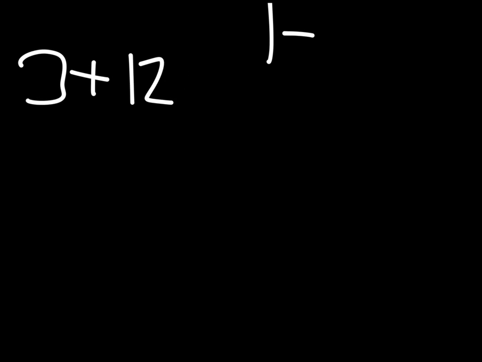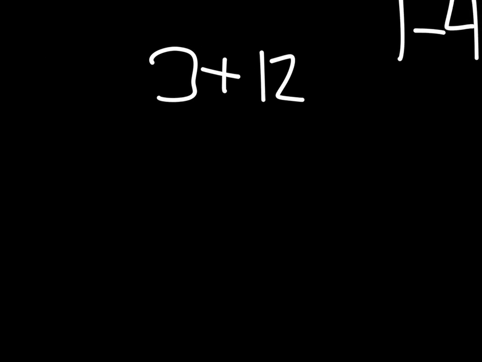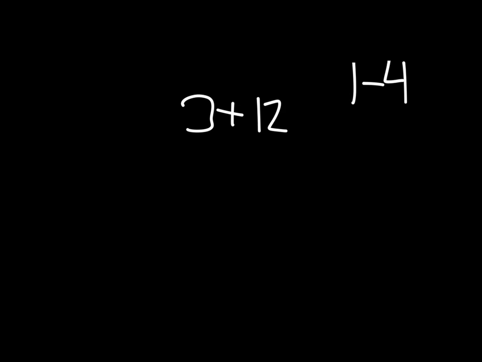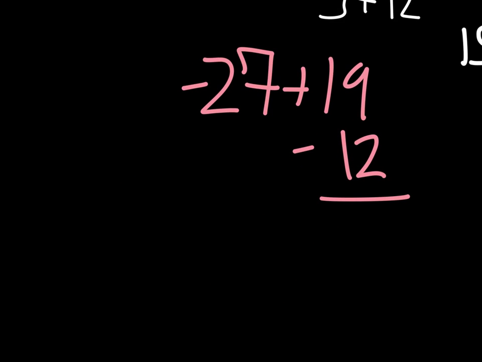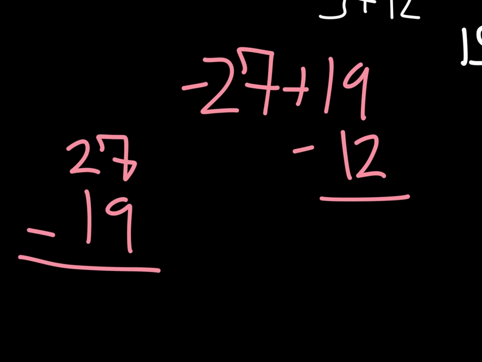There we go. All right, so this is 3 plus 12, 15. If we have, let's do a hard one, -27 plus 19, that gives us what, folks? If you said -12, you are correct. Why? Because the way to figure this one out is you have a 27 and you have a 19. Now, the 27 is negative, right? So what we're going to do is just subtract like regular.